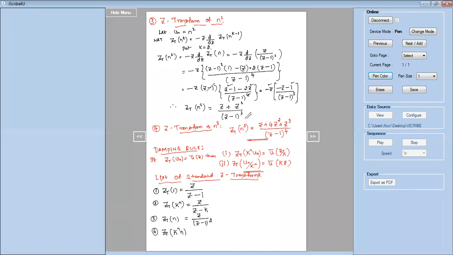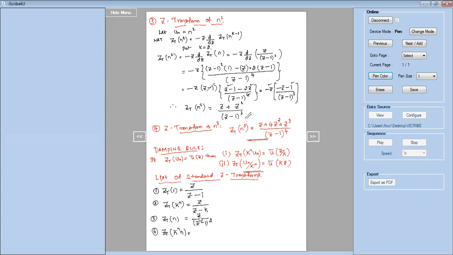So Z transform of k power n. See, this is already derived. Now k power n into n. We know the Z transform of n, so for k power n into n, you have to replace z by z divided by k in the Z transformation of n. If I put z equal to z divided by k in this formula, I get the Z transform of k power n into n. So this is by using the damping rule.